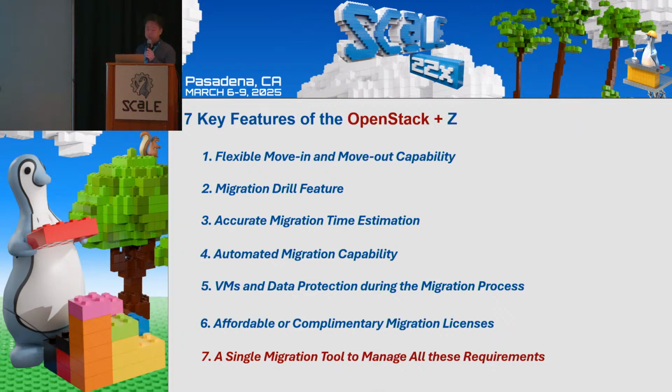The second one is the migration drill feature. Large organizations, without the migration drill, cannot move to save money. Also, by using the migration drill, organizations can estimate the migration time. Number 4 is an automated migration process, by leveraging OpenTofu or Terraform automation scripts.